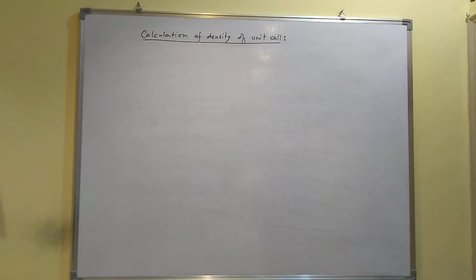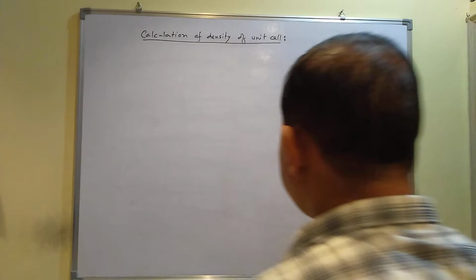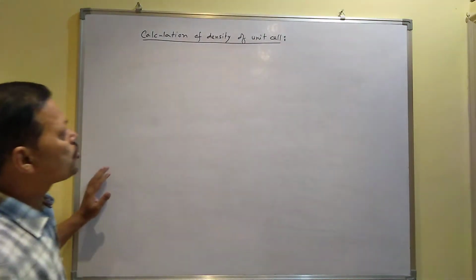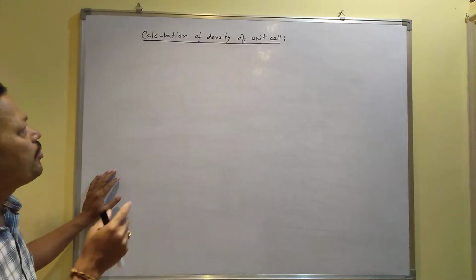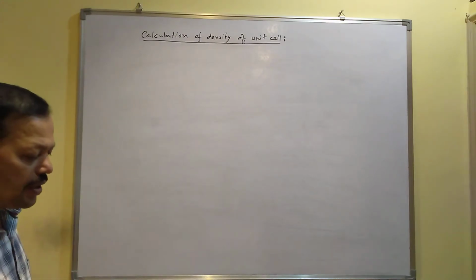Okay students, now the new topic: calculation of density of unit cell. How to determine the density of unit cell? As you know, density is equal to mass by volume. So if you can determine the mass of the unit cell and the volume of the unit cell, then you can find out the density of the unit cell.